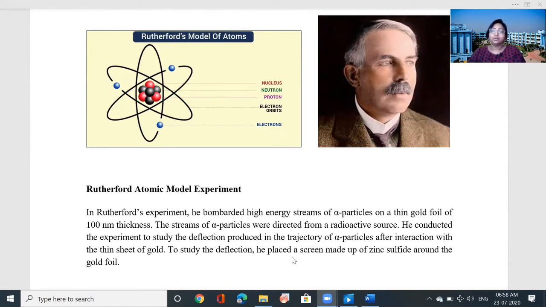Now I will show the experiment, how he did it. Then you can visualize it and you will be clearer about it.